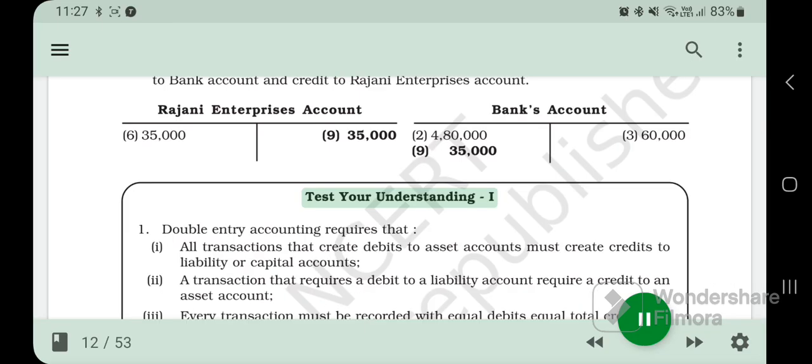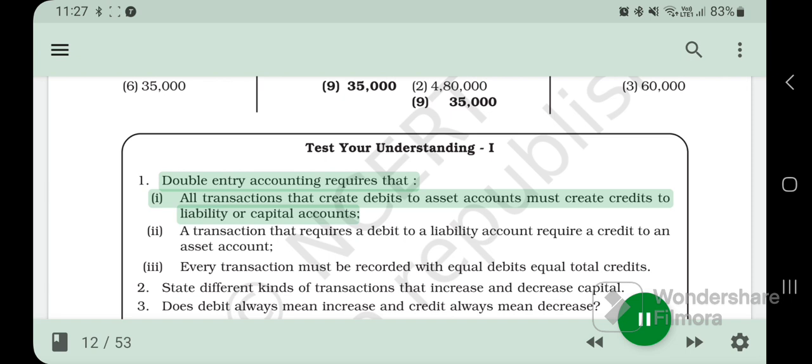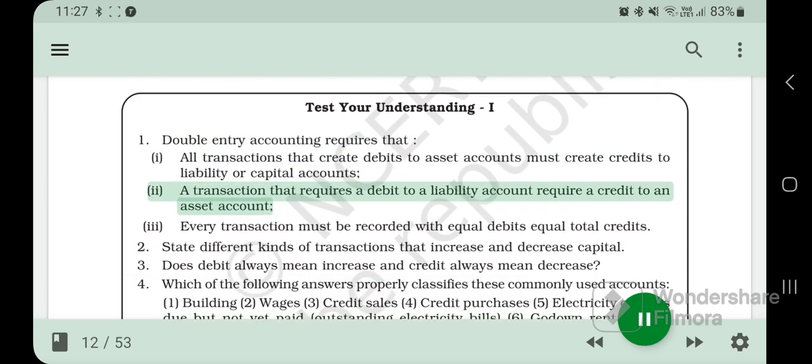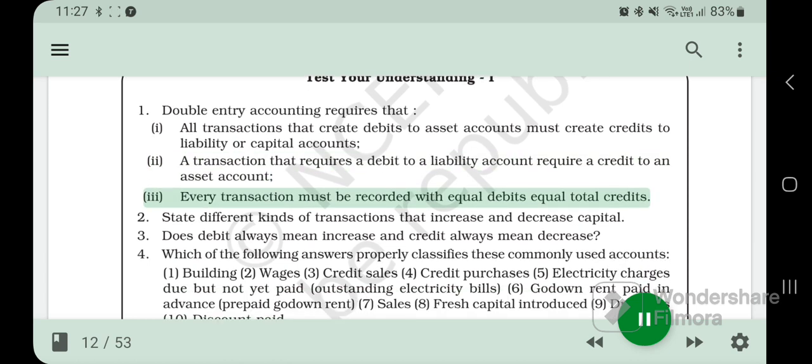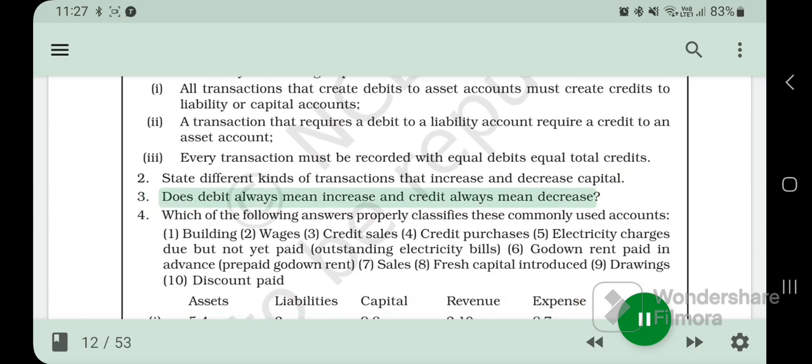Understanding. 1. Double entry accounting requires that: I. All transactions that create debits to asset accounts must create credits to liability or capital accounts. II. A transaction that requires a debit to a liability account requires a credit to an asset account. III. Every transaction must be recorded with equal total debits and credits. 2. State different kinds of transactions that increase and decrease capital. 3. Does debit always mean increase and credit always mean decrease?